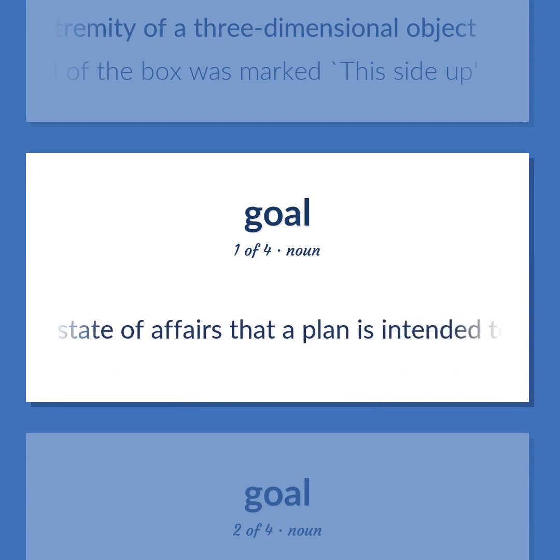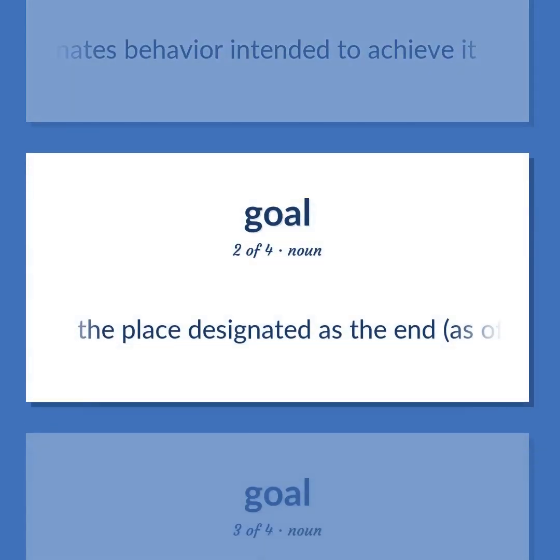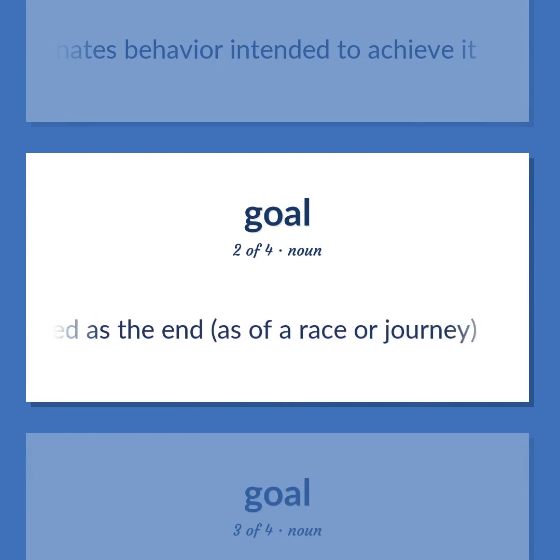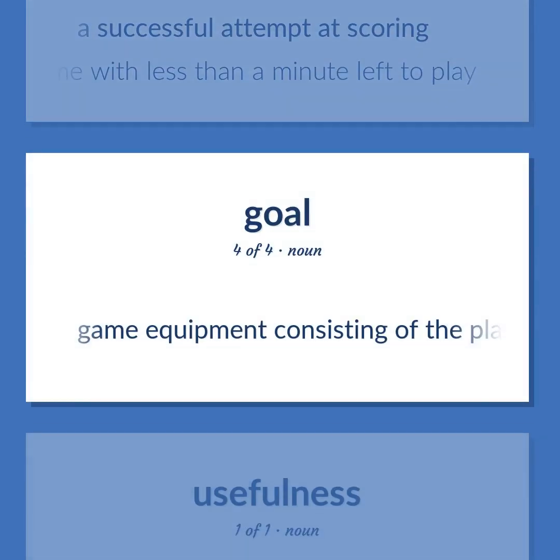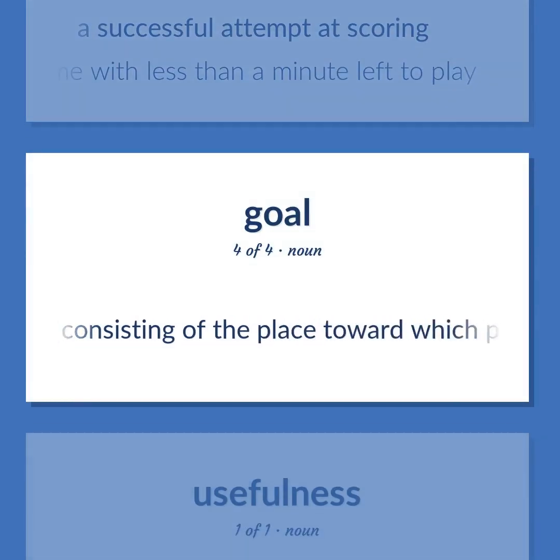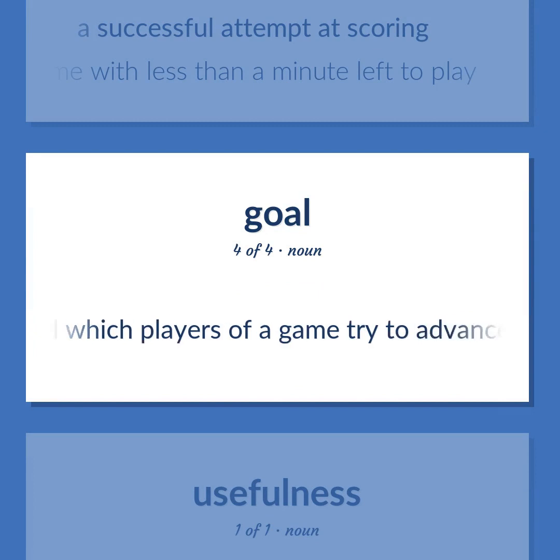The state of affairs that a plan is intended to achieve and that, when achieved, terminates behavior intended to achieve it. The place designated as the end, as of a race or journey. A successful attempt at scoring. The winning goal came with less than a minute left to play. Game equipment consisting of the place toward which players of a game try to advance a ball or puck in order to score points.